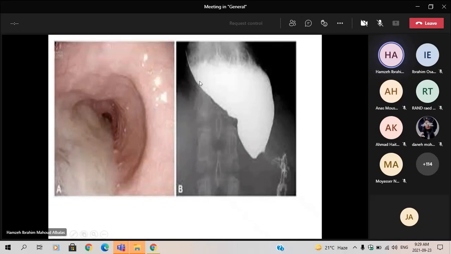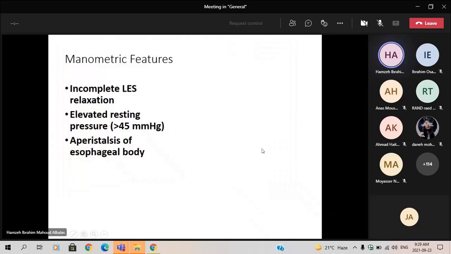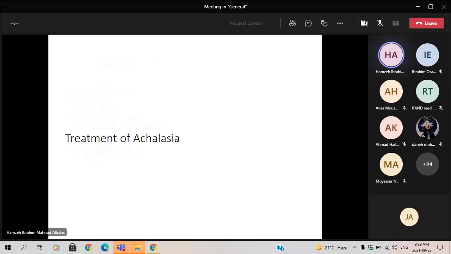And image B presents the barium swallow. This is the white contrast material in the esophagus, and this is a dilated esophagus, and there is a bird beak appearance in the lower part of the esophagus. Manometric features: there is incomplete relaxation, elevated resting pressure, and aperistaltic esophageal body.